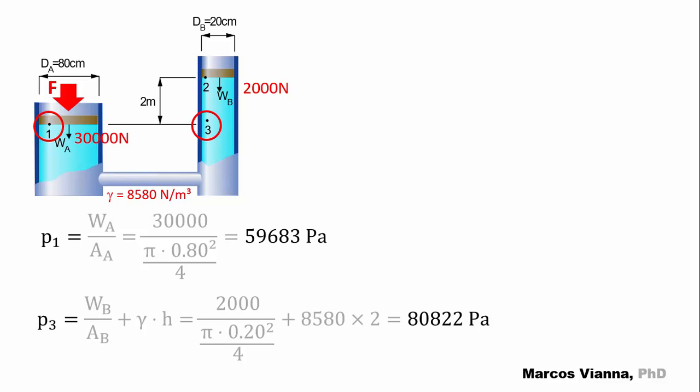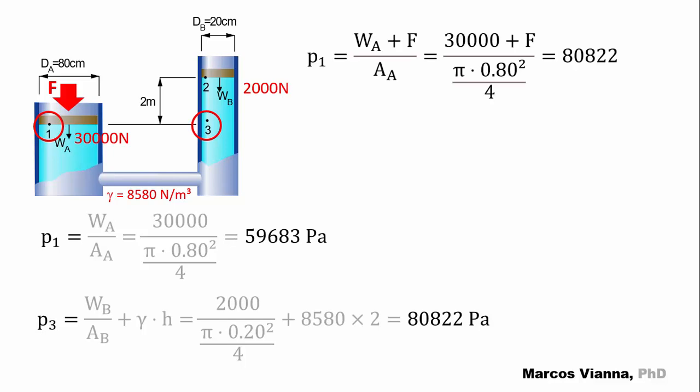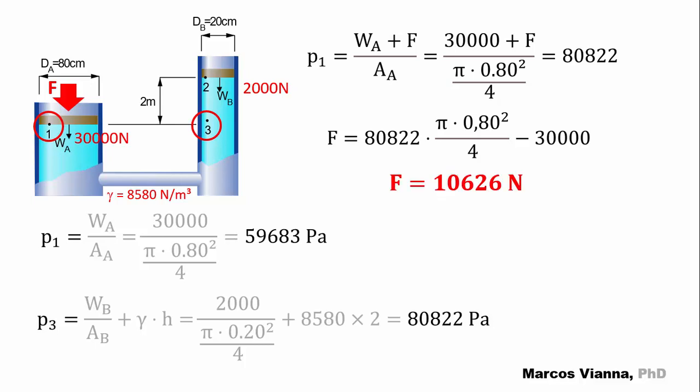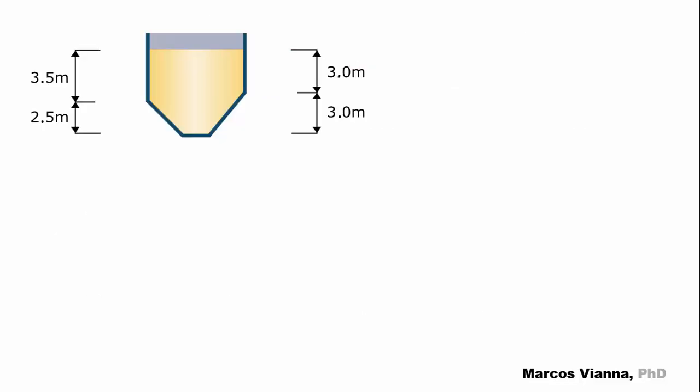As P1 and P3 are different, and as they are at the same elevation, the system is not in equilibrium. We'll need to apply a force over the piston A to force equilibrium. We want P1 equals P3, so we write P1 equals (WA plus F) over AA equals 80,822. F equals 80,822 times pi times 0.80 squared over 4 minus 30,000. F equals 10,626 newtons.